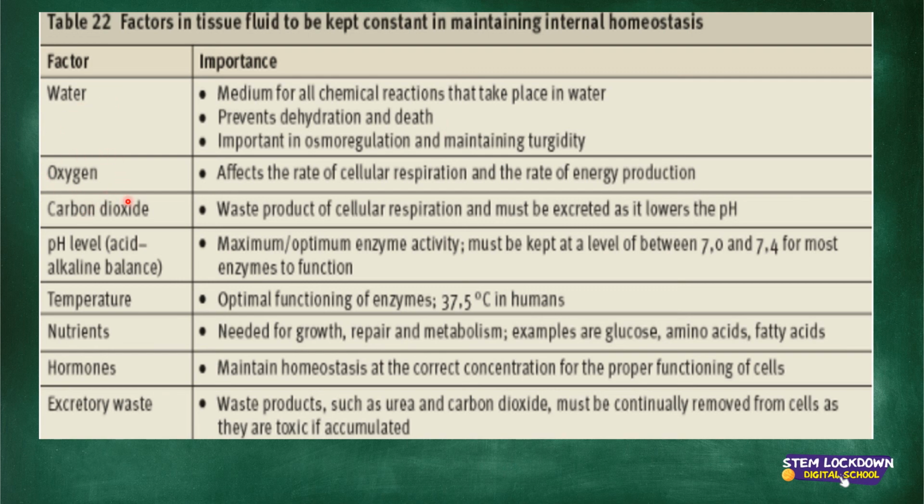And then oxygen. It affects what? The importance of oxygen: it affects the rate of cellular respiration and the rate of energy production. And we have seen that oxygen and carbon dioxide are regulated by the medulla oblongata. Carbon dioxide is a waste product of cellular respiration and must be excreted as it lowers the pH.